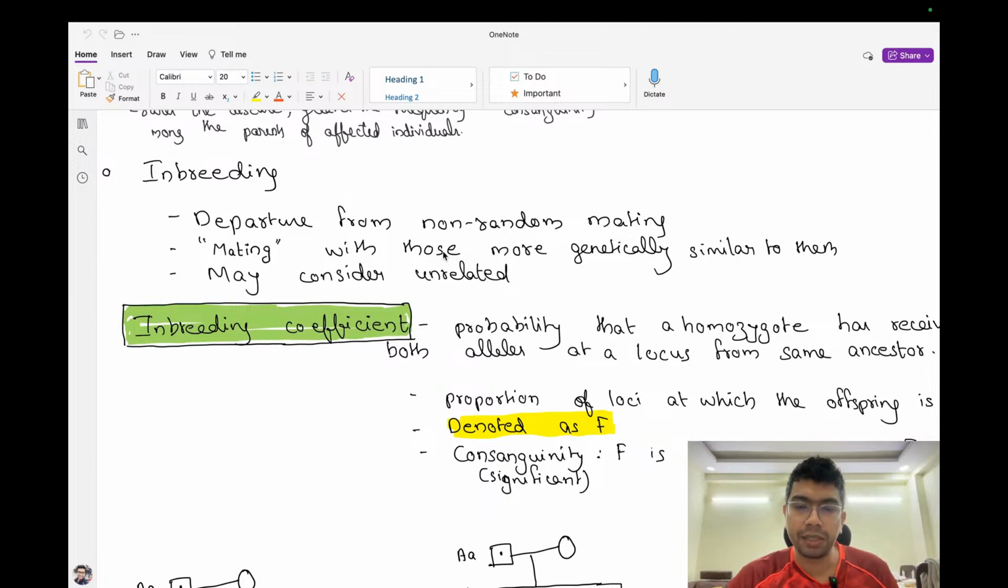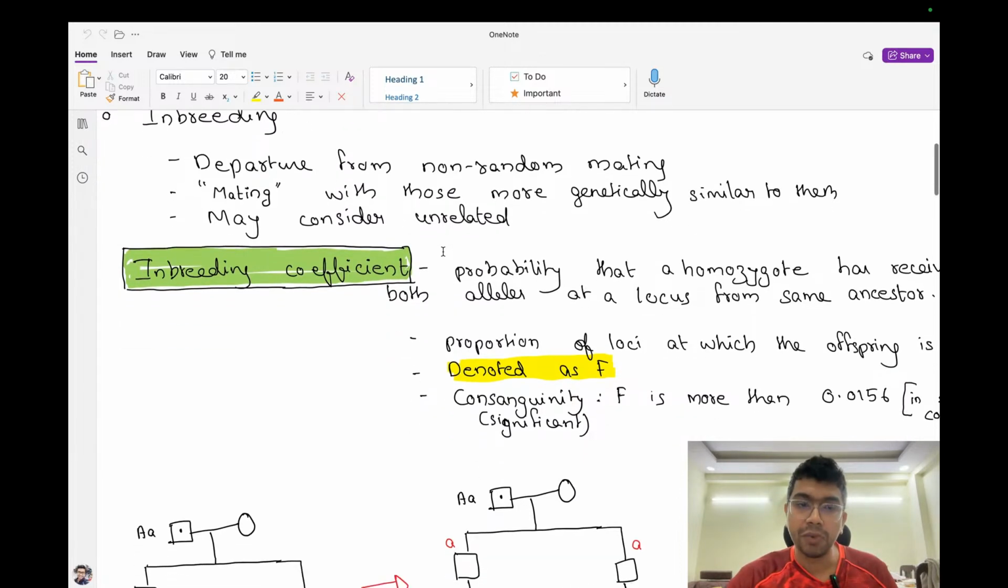People usually find their partners from their own community. There will be some geographically isolated areas like mountains, some islands, some coastal areas where people marry within that close community. So mating is not random. There is a higher chance that people will find partners from their own community. So that is called inbreeding.